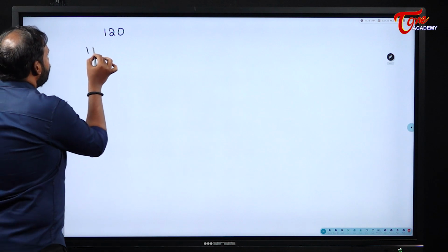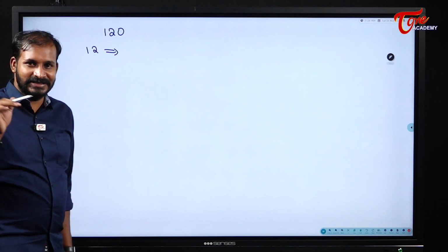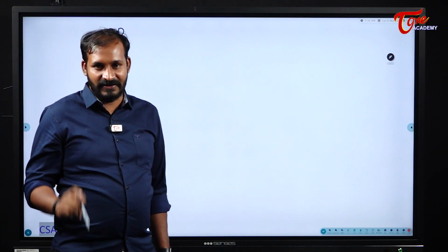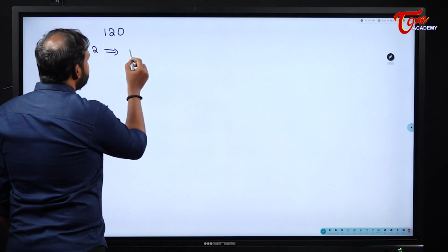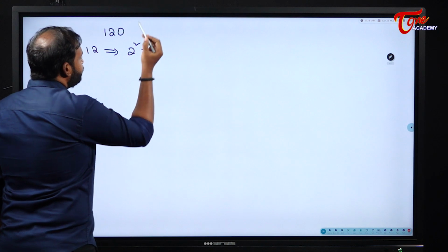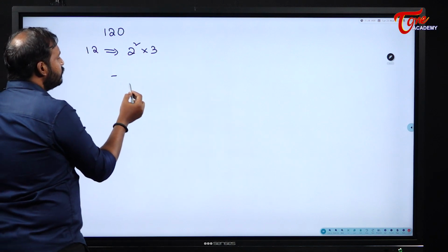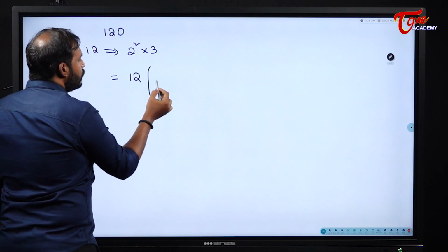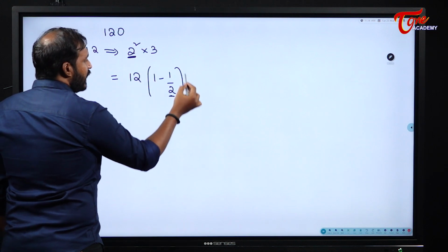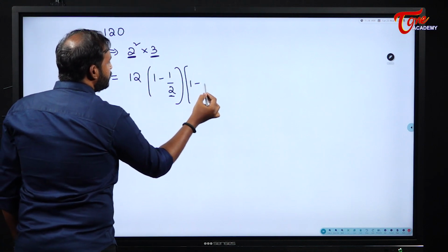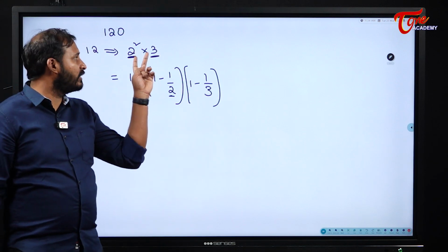Do the prime factorization for 12. Prime factorization is very important, that is the reason in my first session itself I told you about prime factorization. When you do prime factorization for 12, it becomes 2 square into 3, right? So the Euler number of 12 is 12 into 1 minus 1 by 2, and 1 minus 1 by 3. Irrespective of the power, whatever the power may be.